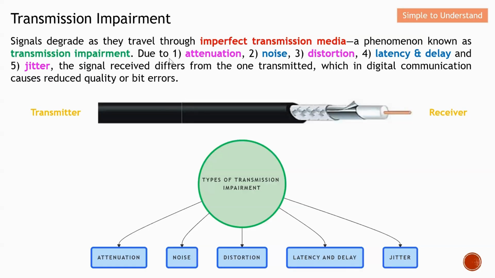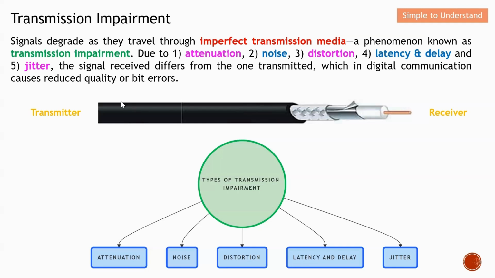Transmission impairment. Let me explain why we have transmission impairment. For example, you can see from here, I want to send a signal from the transmitter to the receiver. Let's say the transmitter and receiver are linked by this coaxial cable. So what happens here is that the signal will degrade when it travels through this imperfect transmission medium. In this case, the transmission medium is the coaxial cable. There will be some form of signal degradation when it propagates along the coaxial cable. This phenomenon is known as transmission impairment.